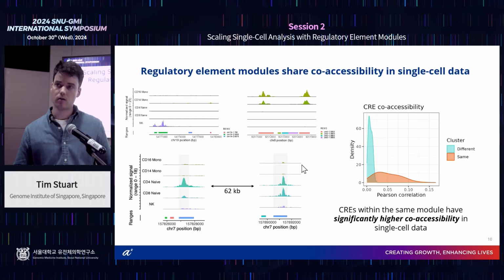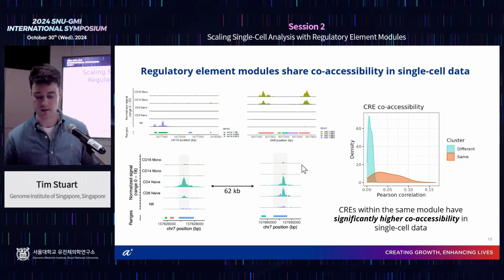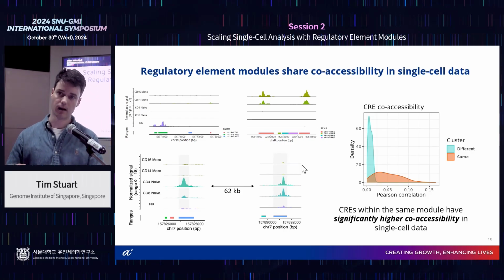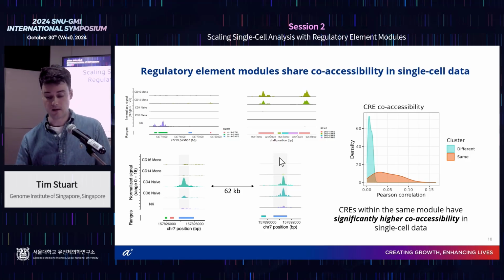And then we can look more systematically genome-wide. If we take a single cell data set and we compute the co-accessibility among the single cell data for modules, cis-regulatory elements that are within the same module versus in different modules, we can compare their level of co-accessibility using Pearson correlation. And we can see that in orange color, this is the distribution of Pearson correlation for elements that are within the same module, and it's much, much higher than those that are in different modules, right? So that makes sense.